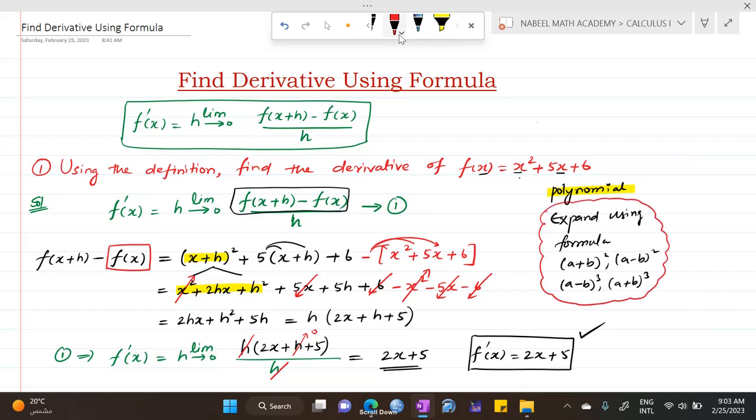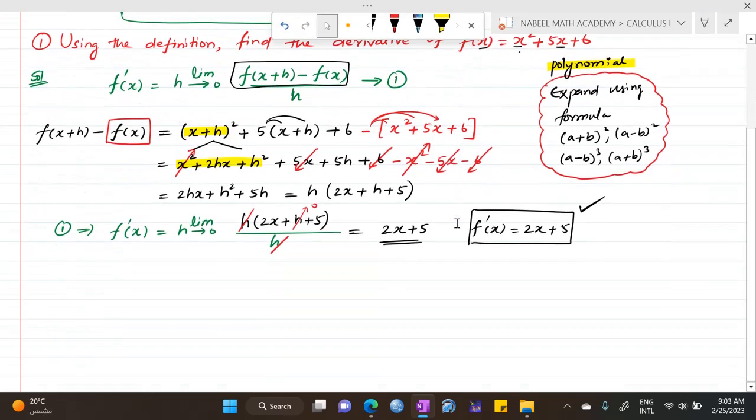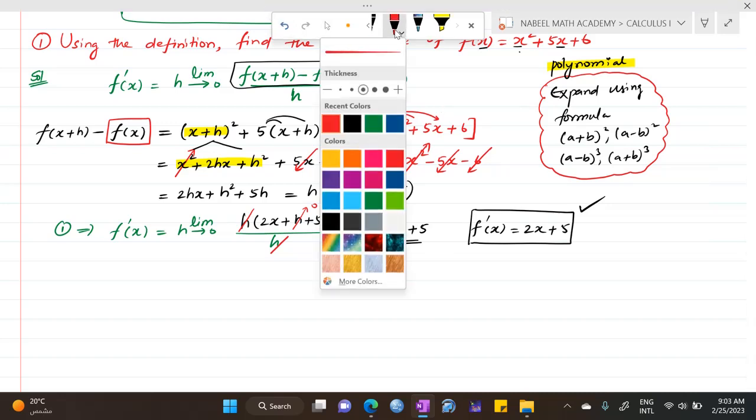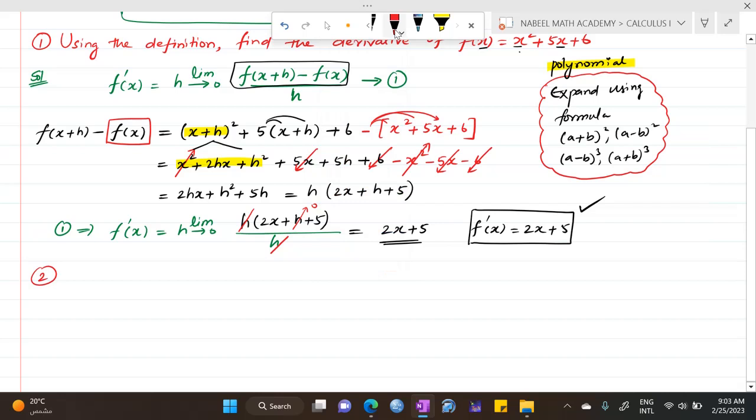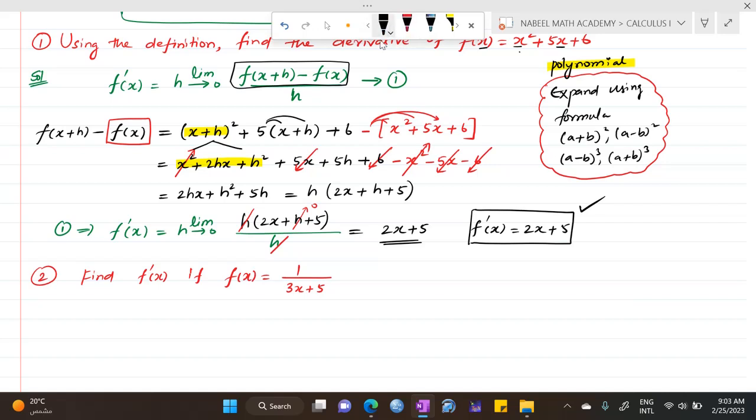Number 2, the second function. It is 1 over a polynomial. Find the derivative using the definition. Find f prime of x if f of x equals 1 over 3x plus 5. It's a reciprocal function. Let us check how to calculate.